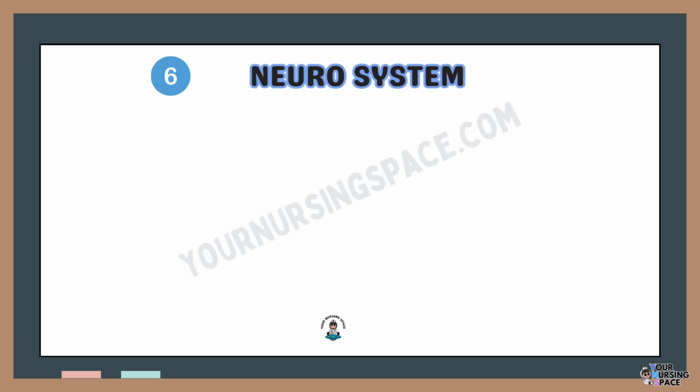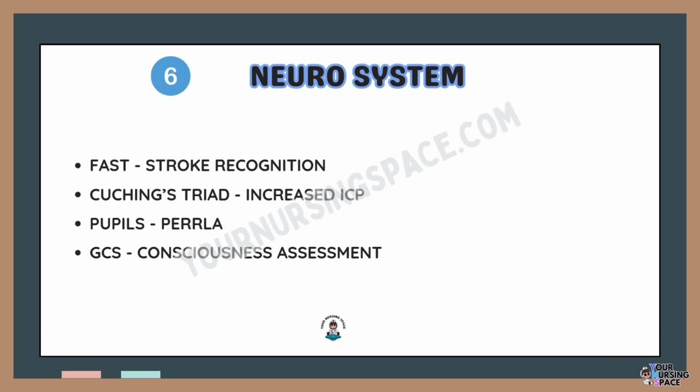Neurology is a complex but essential topic, and recognizing patterns can make it easier to remember key details. To recap, use FAST for stroke recognition, be aware of Cushing's triad for increased ICP, assess pupils with PERLA, and evaluate consciousness with GCS. These concepts will help not only in passing the NCLEX, but also in developing strong clinical judgment in real-world scenarios. Now let's go over some practice questions to reinforce what we've learned.